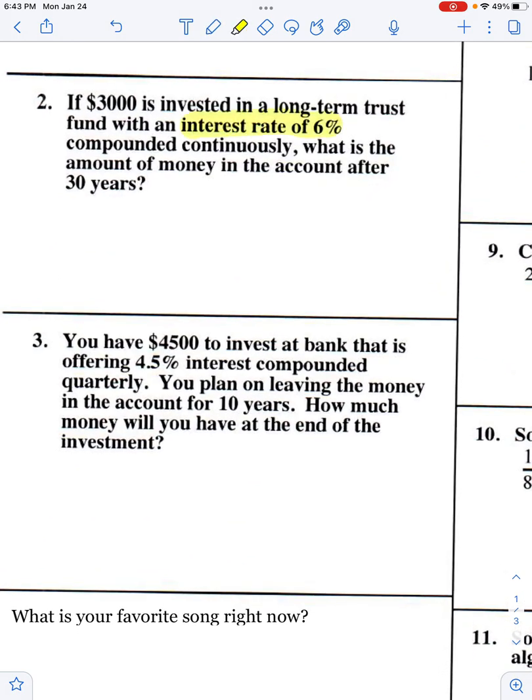Alrighty, here we go. I'm reading. Interest rate of 6. Aha, keyword, continuously. That tells me I need to use this formula. And after 30 years, okay. So this is my initial investment. That's my principal. So I will have my principal, and then E, which is my base, and my R has to be changed into a decimal, so I move that over 2 decimal spots. And then it's asking me what is the amount after 30 years, so that goes in as my time.